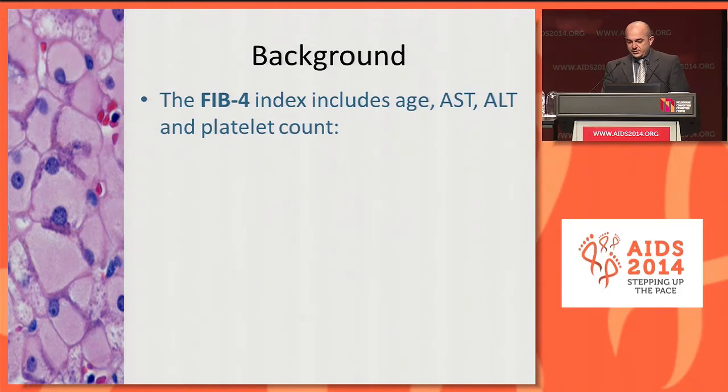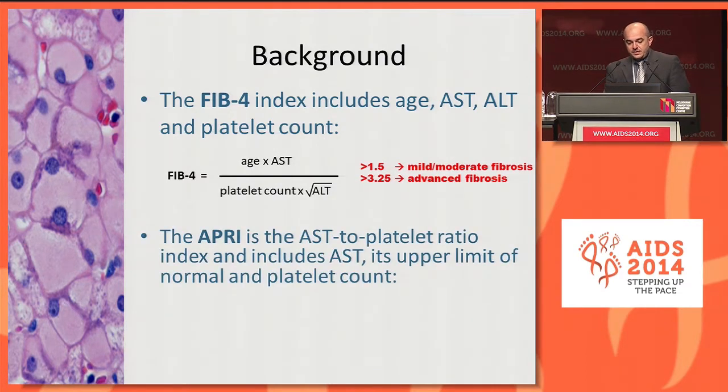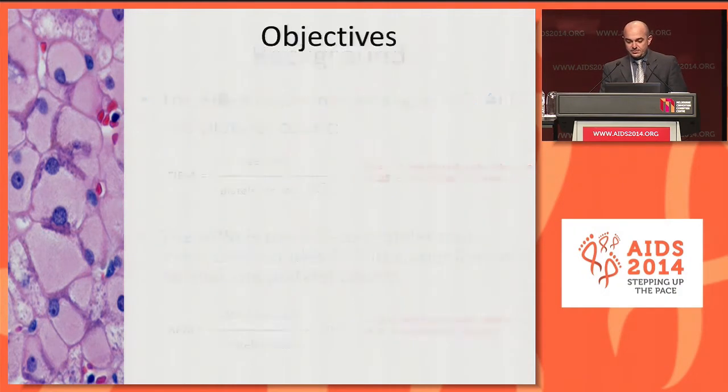The FIB-4 index includes age, AST, ALT, and platelet count, calculated as shown, with the relevant clinical thresholds of 1.5 and 3.25, suggestive of mild to moderate and potentially advanced fibrosis. And then the APRI is the AST to platelet ratio index and includes AST, its upper limit of normal, and platelet count, and is calculated as follows, with the relevant clinical thresholds for mild to moderate and advanced of 0.5 and greater than 1.5 respectively.